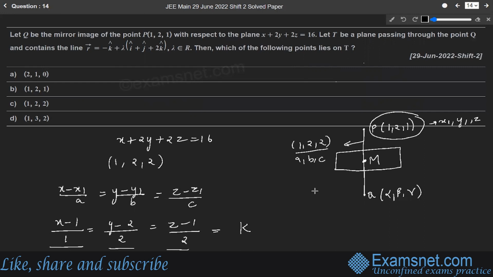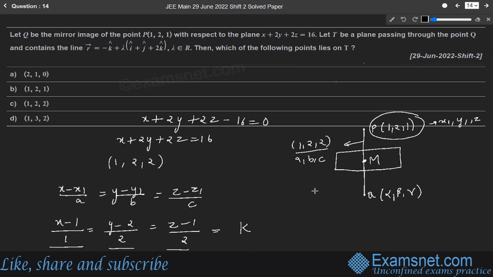And we have the plane x + 2y + 2z - 16 = 0. If M is the midpoint of PQ and we have the coordinates of M, then it should satisfy the plane. Since the line PQ is passing through the plane, the point M will also satisfy this equation of the plane. So in order to prove that M satisfies this equation, we have to substitute the values of x, y, and z here.